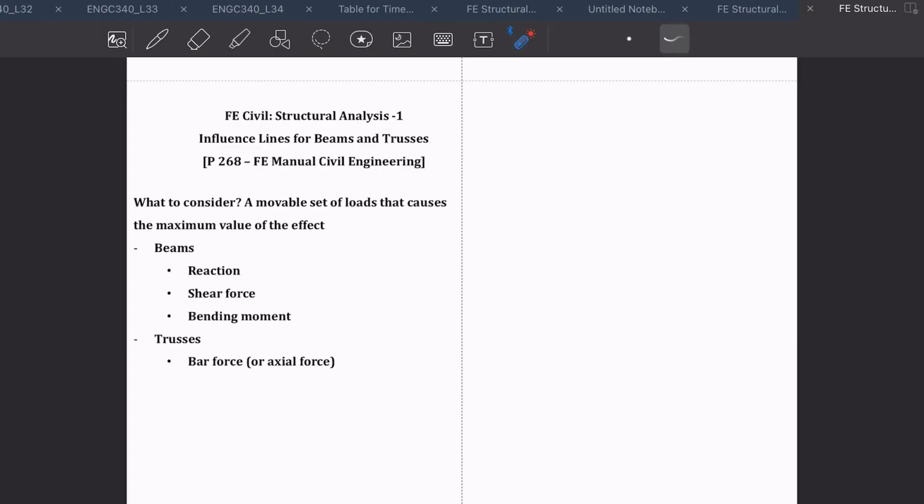If you look at the description there, it gives the concepts you should be familiar with: if there's a movable set of loads that passes through the beam, what will be the maximum value of that effect? For a beam, we have reaction, shear force, and bending moment. For a truss, we are interested only in the bar force or axial forces, meaning the maximum forces caused by this movable set of loads.